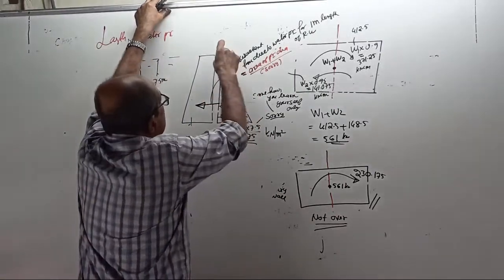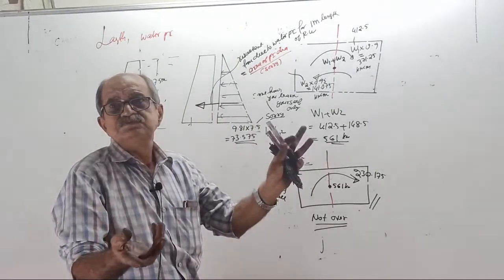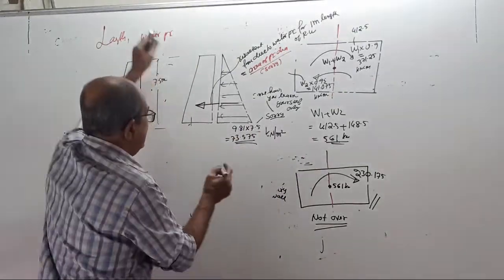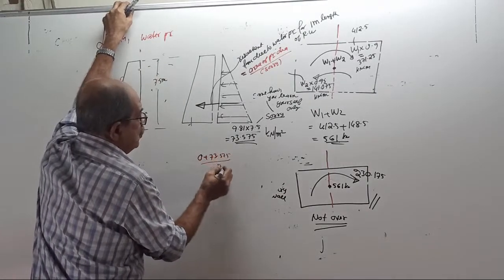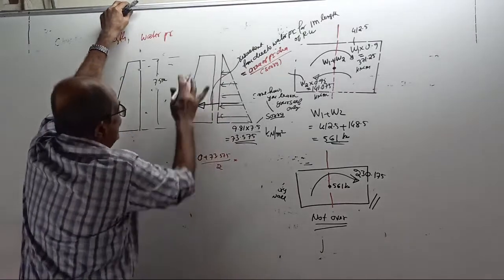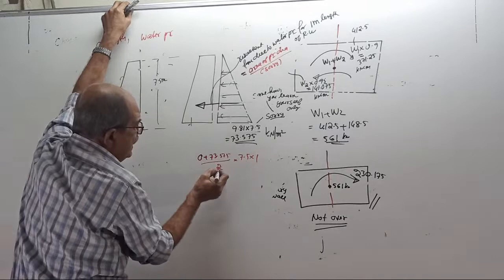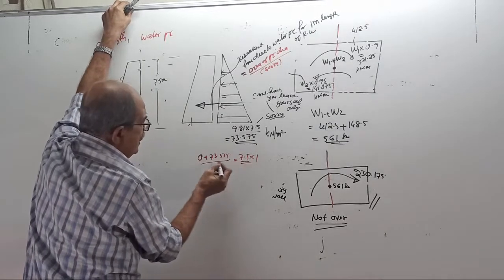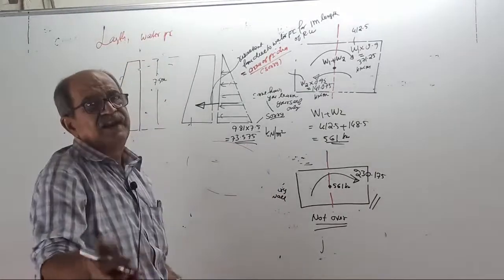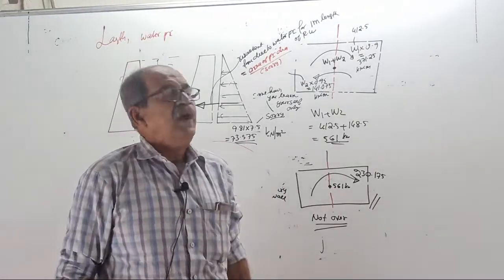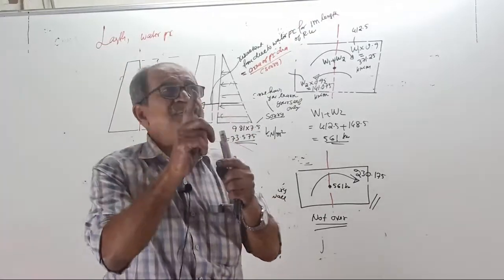Average pressure is 0 plus 73.575 divided by 2. Into the contact area, which is 7.5 into 1, or half into 7.5 into 73.575, is nothing but the area of the pressure diagram only. Remember, whenever a pressure diagram is considered, if you consider 1 meter length, how?